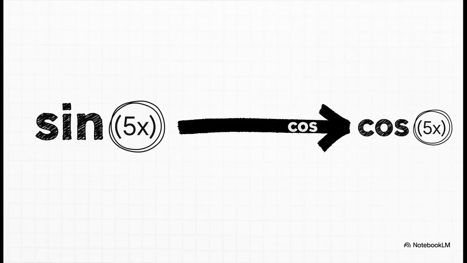On to step 2, we differentiate the outer part. We all know the derivative of sine of x is cosine of x. So, the derivative of sine of something is just cosine of something. And remember our big rule, don't touch the inside yet. So it becomes simply cosine of 5x.